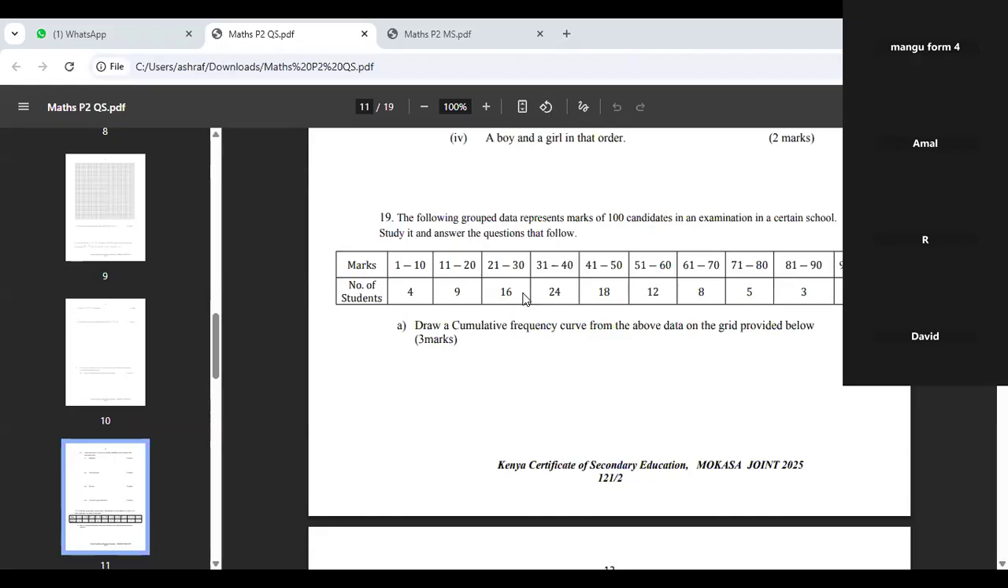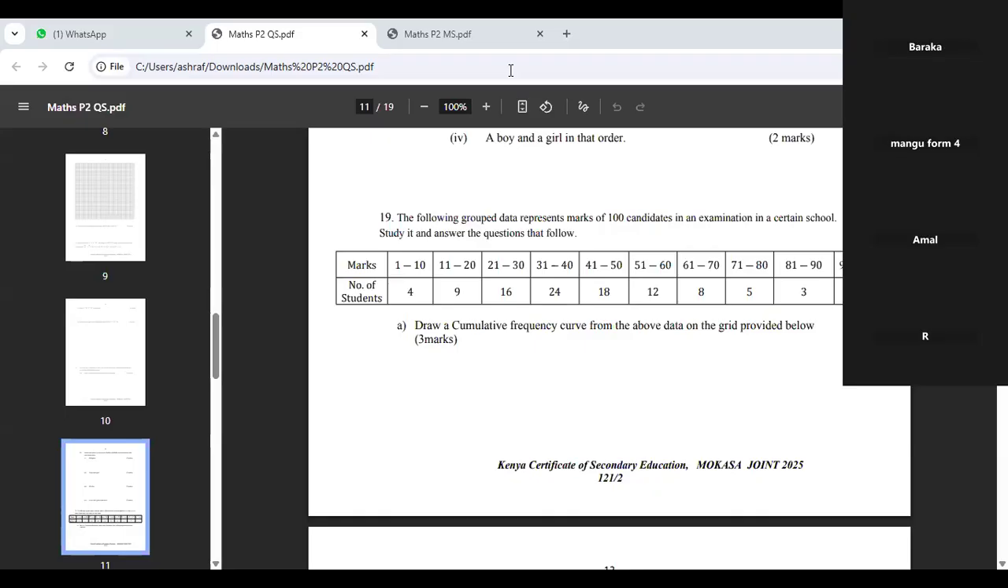No question. Okay. So number 19, we have that table there for grouped data. We have the marks and the frequencies. Then the first question is you draw a cumulative frequency curve. So when you're asked to draw a cumulative frequency, we normally plot what against what? How do we draw a cumulative frequency curve?